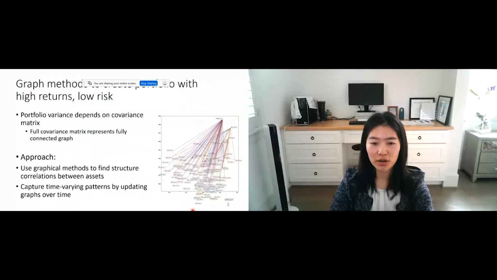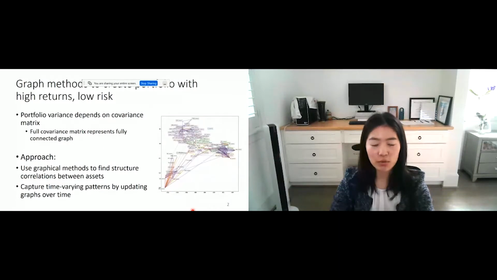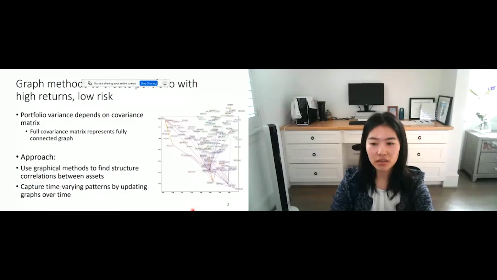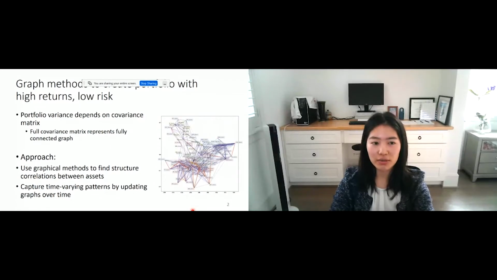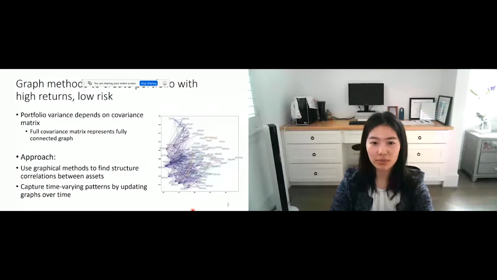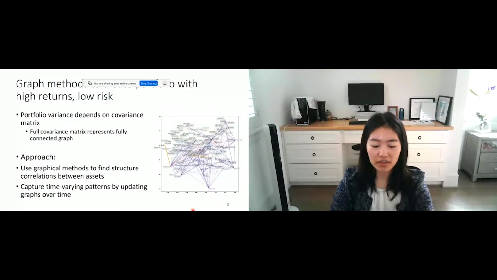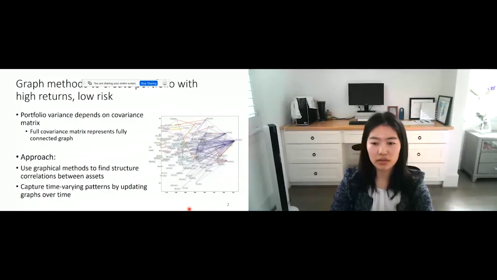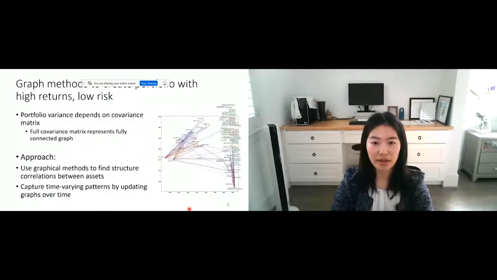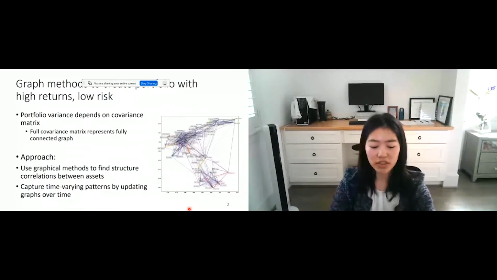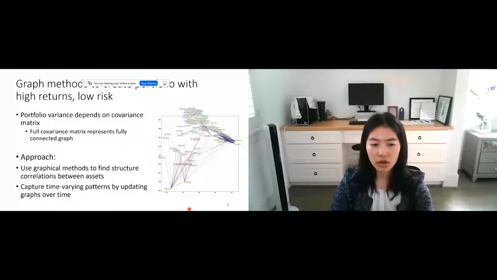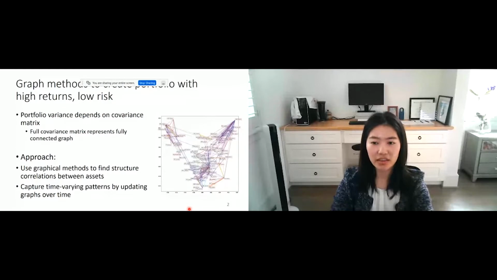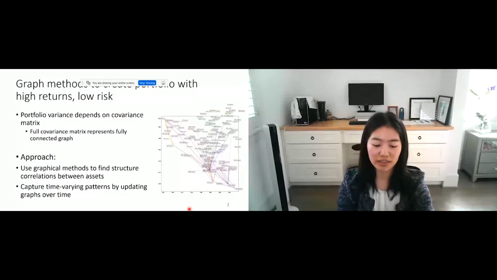It is related to Markowitz portfolio theory. If we have a portfolio, the variance depends on the covariance between the assets. And from a graphical standpoint, a full covariance matrix represents a fully connected graph. And this may not be a good model in reality. We also know that the covariance is likely to change over time. So we want to use graph structures and update them over time. And our approach is to use graphical methods to find structural correlations between assets and then capture the time-varying patterns by updating graphs over time.